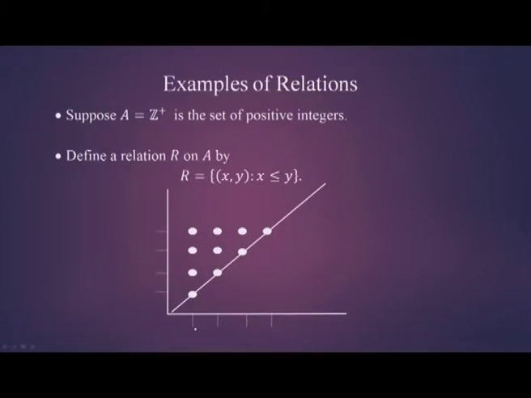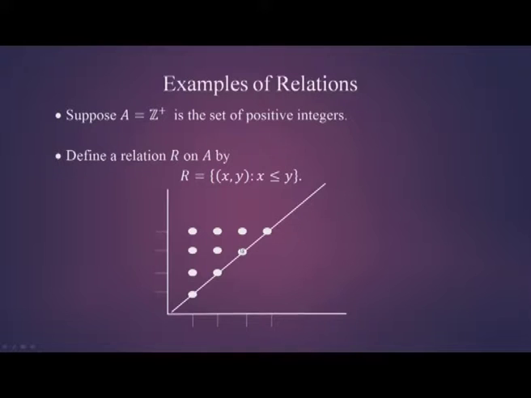We can in fact draw a graph here. So, suppose this is 1, 2, 3, 4, 1, 2, 3, 4, then we have 1 is related to 1, 1 is related to 2, 1 is related to 3, 1 is related to 4, and so on. Now, starting from 2, 2 is related to 2, 2 is related to 3, 2 is related to 4, and so on.